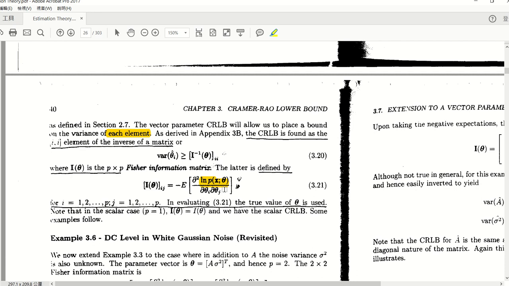That would be reasonable, so to speak. And then you take the expectation, take the minus, that's the same as before. For i all the way to P and j all the way to P, each element in Iij will be defined. Then you take the inverse function. Notice that this is not a reciprocal. It's a matrix inverse, and you take the ii element, instead of taking the element out and taking the reciprocal. That's not right. Okay, so in evaluating this, the true value of theta is used.